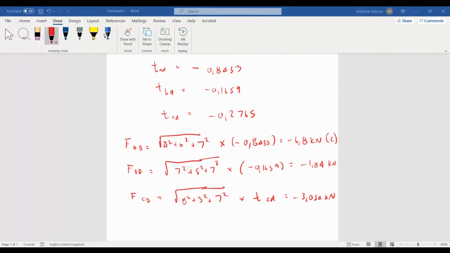Do you still have to say minus 6.8 kilonewtons, or can you say 6.8 kilonewtons compressive stress? Yeah, that's what you can say. That's correct. You don't need to put signs if you have the word compressive in brackets. Oh, okay. Yeah, so you can put that.